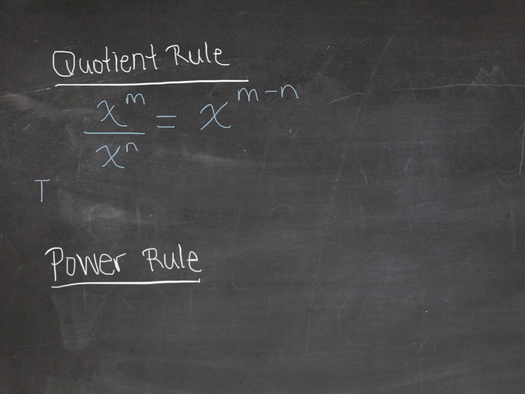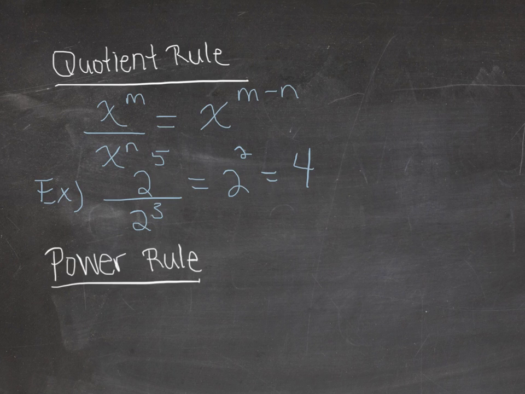Okay, so for example, if I have 2 to the 5 over 2 cubed, that's going to be equal to 2 to the 5 minus 3, so 2 squared, which I can figure out, is just 4. And again, remember you have to have like bases in order to do that.